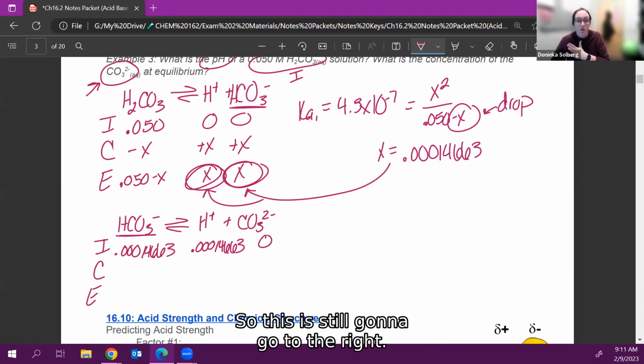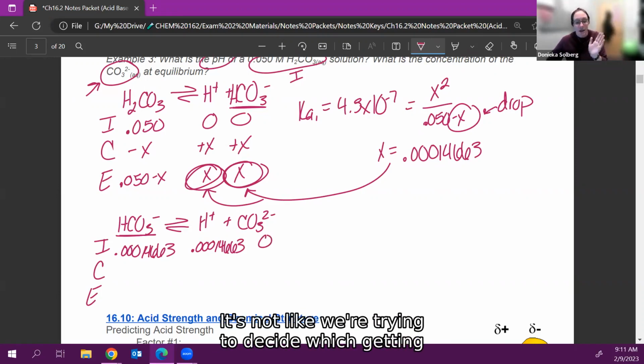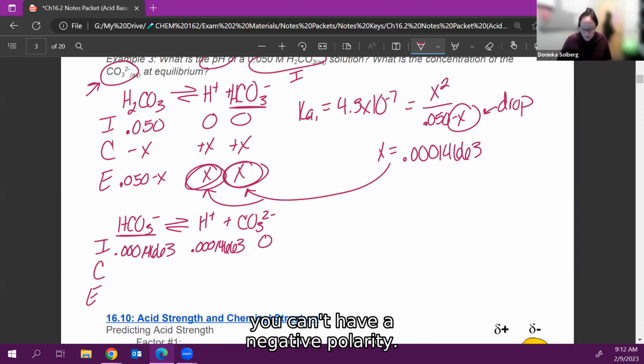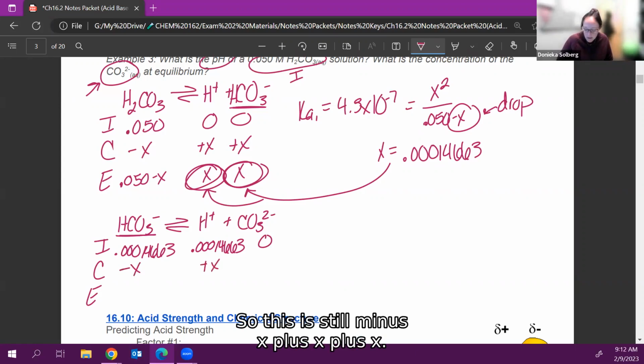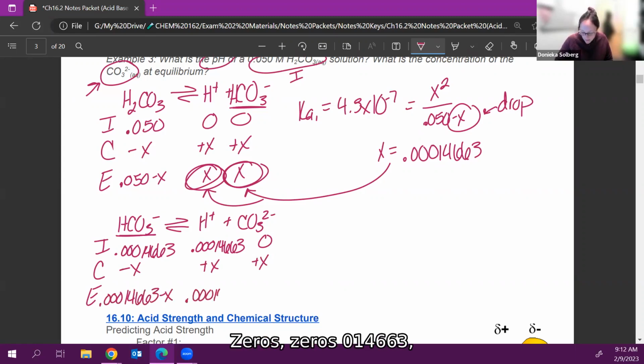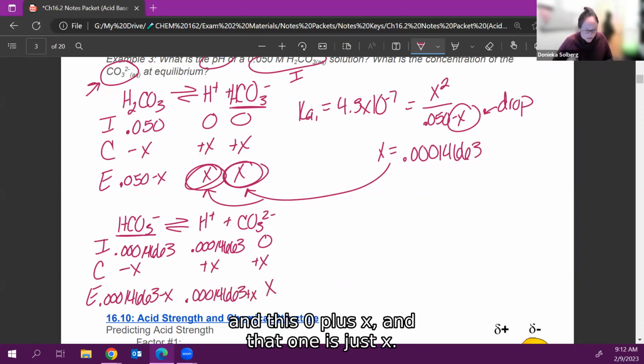So this is still going to go to the right. It's not like we're trying to decide which way it's going to go because there's a 0 on the right side. You can't have a negative concentration. So this is still minus X, plus X, plus X. I got 0.000146663. Yes, I kept a lot of significant figures. And this, plus X. And that one is just X.